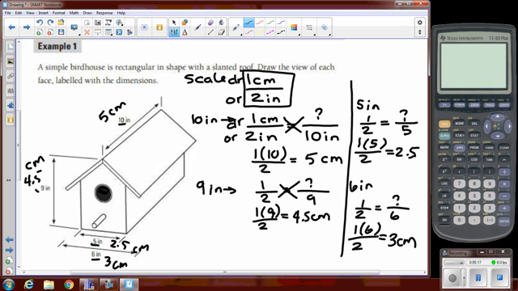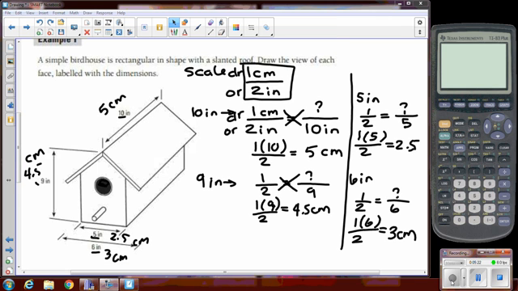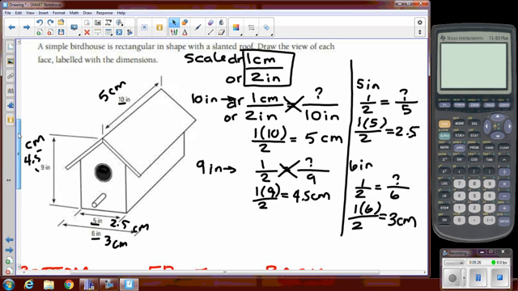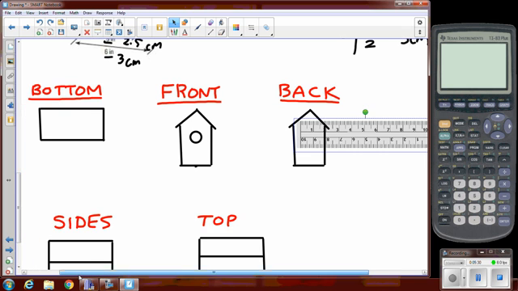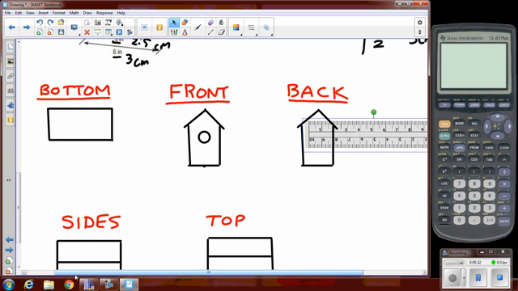So let's now go ahead and look at how we would actually draw these. You are going to be required to use a ruler to draw these to scale. So I went ahead and drew these with our scale. It does say that we want to label these after with the dimensions, so we'll take a look. Here's my ruler, and it's in centimeters.